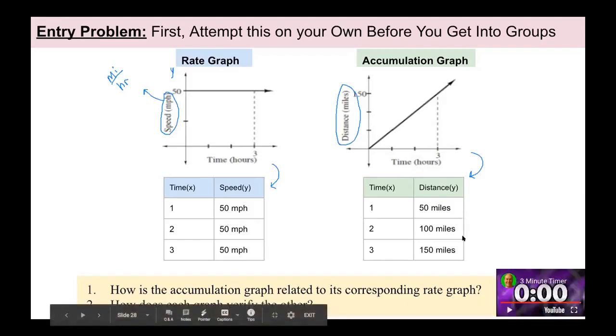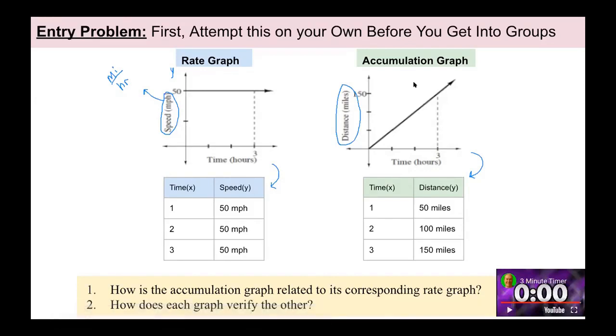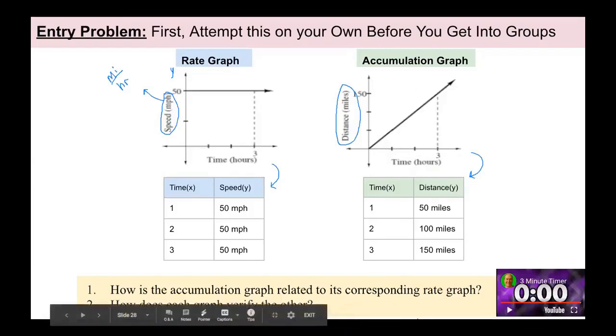Some of y'all had some time to answer your initial thoughts about how an accumulation graph is related to its corresponding rate graph. So in this example, how is a distance graph related to its speed graph? And then how does each graph verify the other? Like how does each one give you the other graph? Those are the questions you'll be answering in your group today, but I first definitely want you to do that on your own. Let me clear my screen.